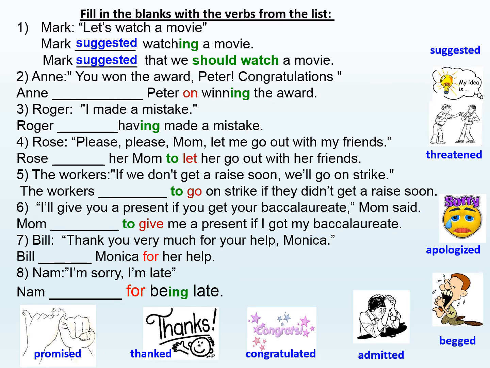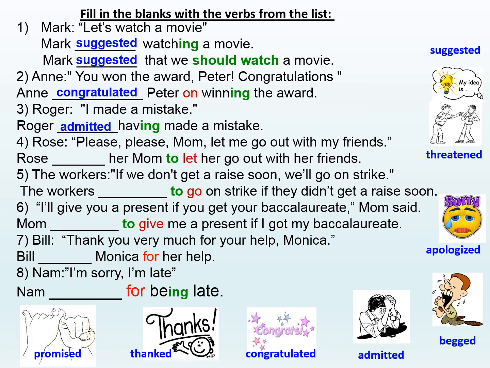Now, look at number 2. You won the award, Peter. Congratulations. So, what is it? Congratulations. So it's Anne congratulated. Good. So Anne congratulated Peter on winning the award. Then Roger said, I made a mistake. What's this? Yes, admit. So Roger admitted having made a mistake.